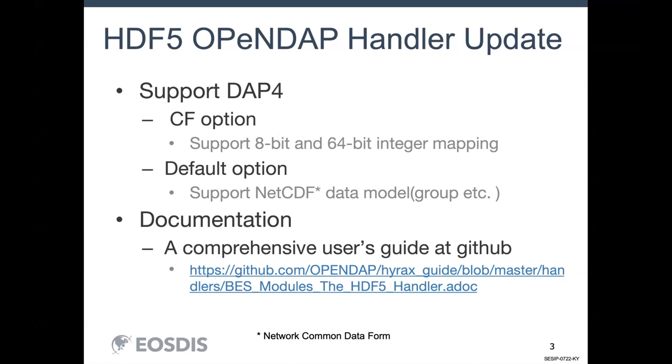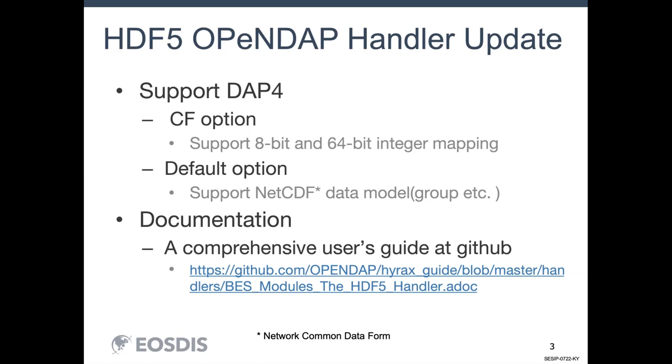More importantly, the 8-bit and 64-bit integer variables are mapped to DAP4. I find quite some NASA HDF5 products have 8-bit integer and 64-bit integer variables, so this is a big help for those data products. Other than this, I also added a direct mapping from HDF5 to DAP4 for the non-CF, or default, option. The CF option is a special configuration option for the handler to follow the CF convention to translate HDF5 metadata. The default option just translates HDF5 metadata to DAP4 without following any convention.